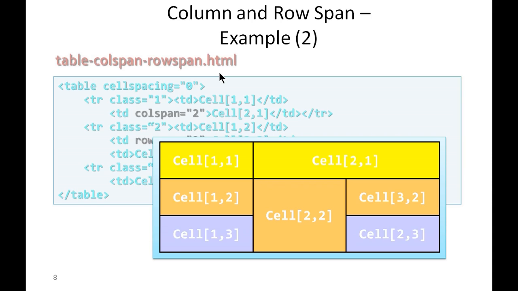Cell 1 1 is occupying one column. Then below that, cell 1 2 is occupying one column. You can see in the code tr class equal to 2 td cell 1 2. Then below that we have written td rowspan equal to 2 cell 2 2. So cell 2 2 is occupying two rows because we have defined rowspan equal to 2. Then cell 3 2 and cell 2 3 are occupying only one cell.